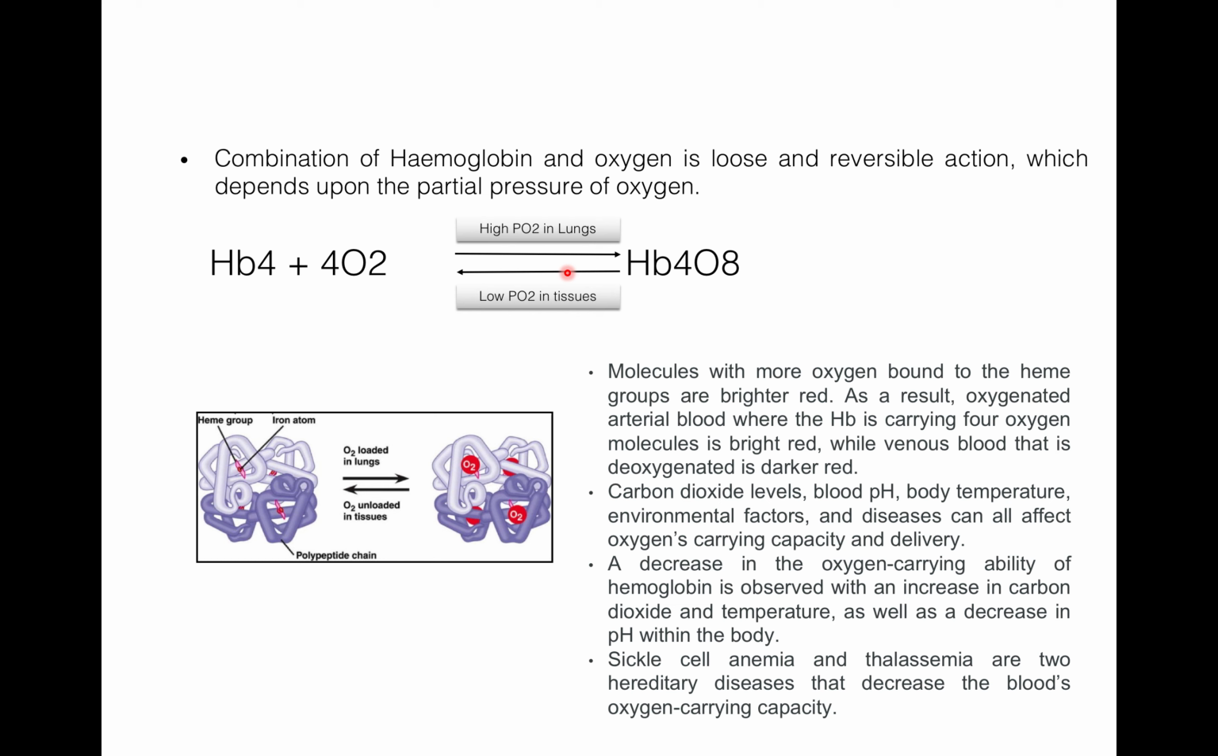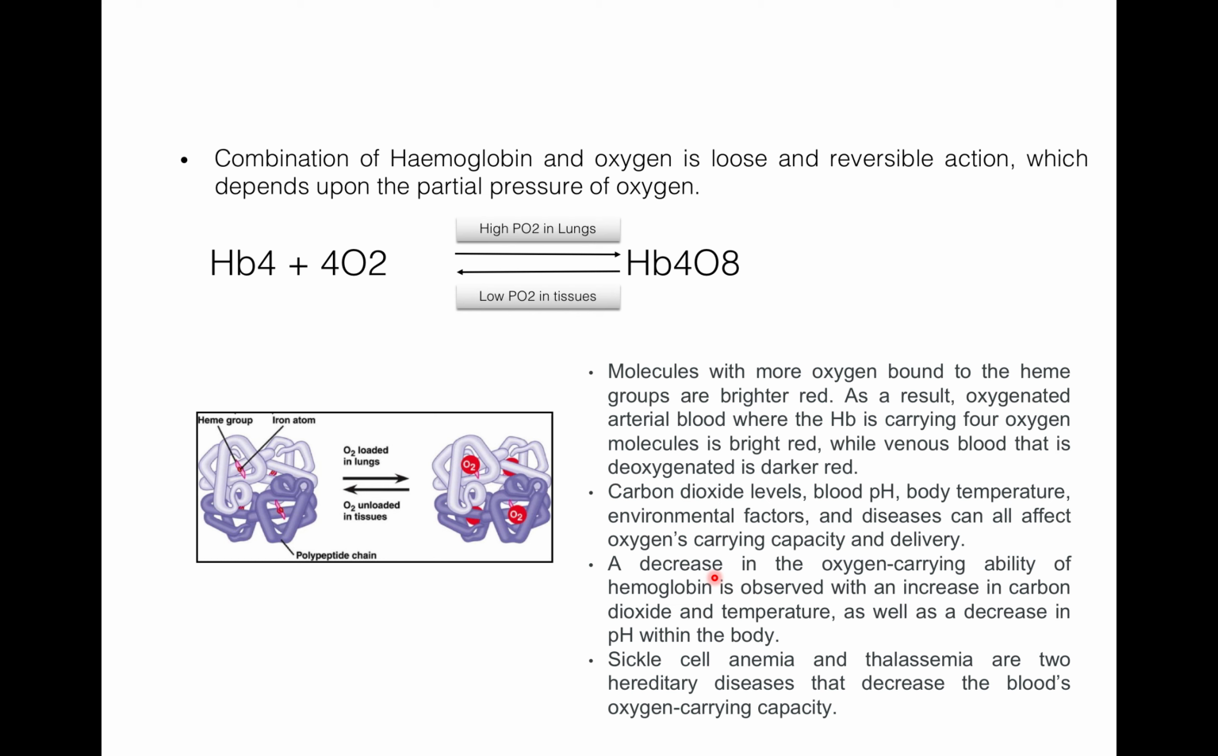Molecules with more oxygen bound to the heme are brighter red. And because of this, oxygenated arterial blood, where the hemoglobin is carrying 4 oxygen molecules, is always bright red, while venous blood, that is deoxygenated, is darker red.